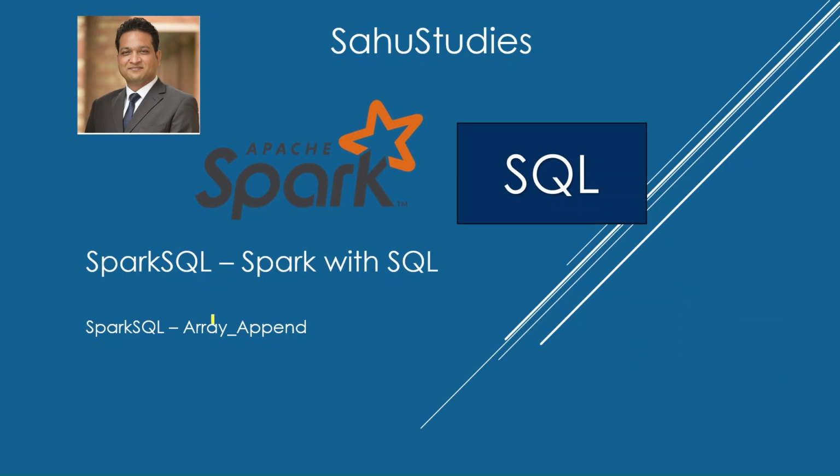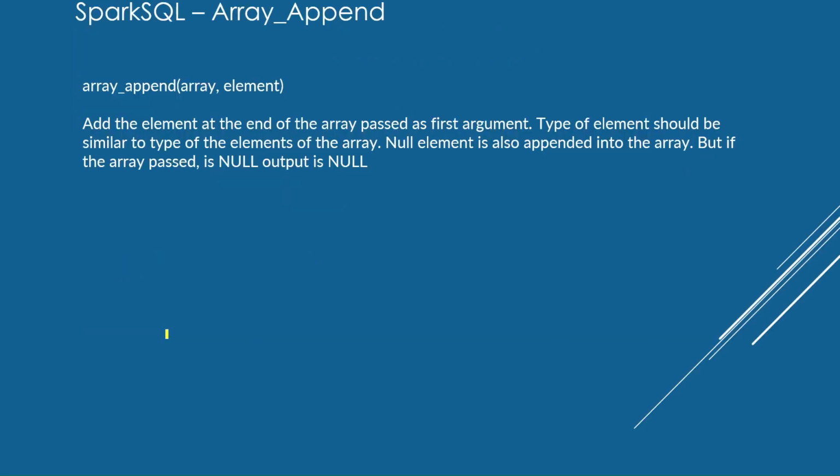In this video, we are going to see the array append function in Spark SQL. This is the signature of the array append function. It takes two arguments: one is the array and the other is the element. So what does the array append function generally do? It will add this element to this array.